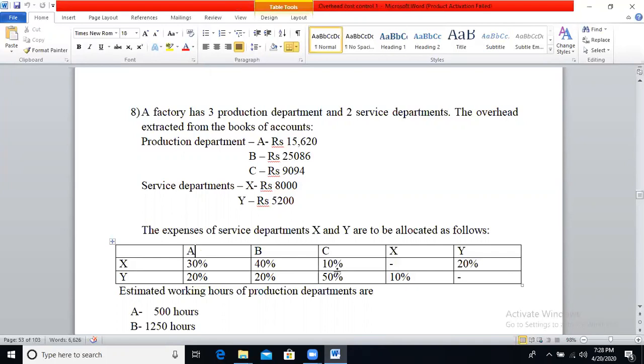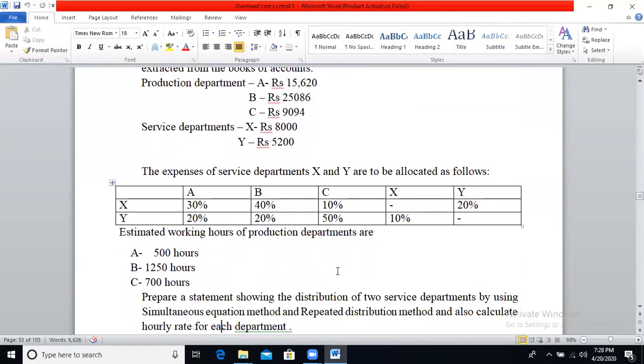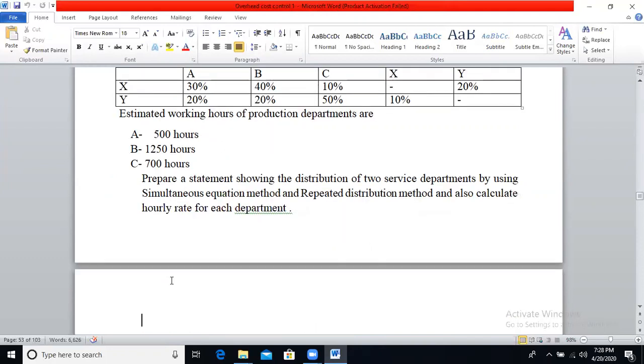percentages. So the estimated working hours of the production departments are: working hours for Department A will be 500 hours, Department B will be 1250 hours, Department C will be 700 hours. Prepare a statement showing the distribution of two service departments by using simultaneous equation method and repeated distribution method, and also calculate the hourly rate for each department.